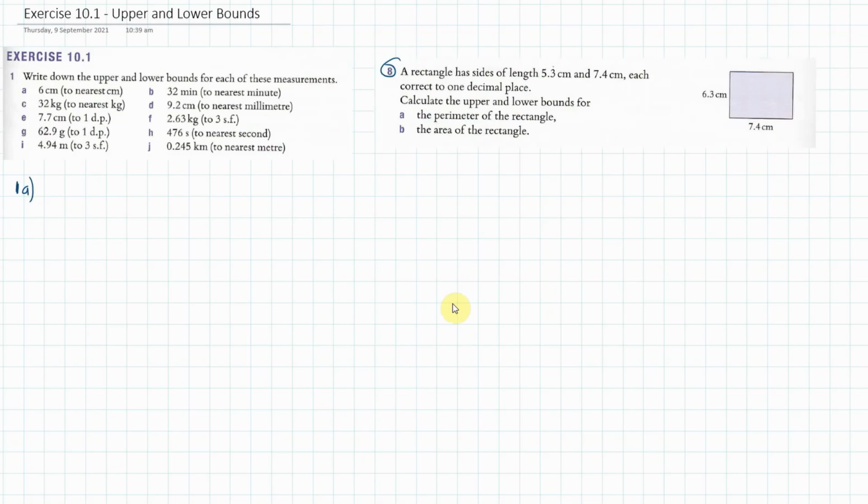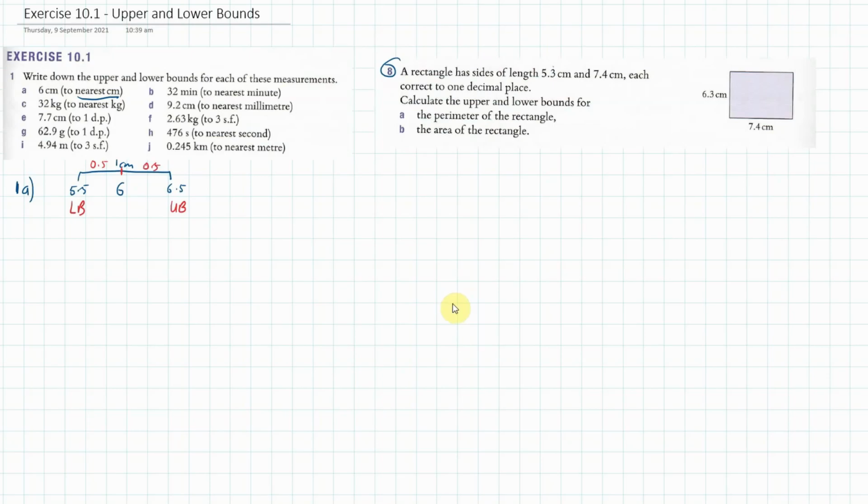So first of all, upper and lower bounds. We've got 6 centimetres to the nearest centimetre. Now what I like to do with these is I look at the next bit, the nearest centimetre, and that means between the upper and lower bounds there must be 1 centimetre, which means my lower bound is going to be 5.5 and my upper bound is going to be 6.5, since if we divide this 1 centimetre up, you're going to have 0.5 here and you're going to have 0.5 here. So this is my lower bound and this is my upper bound.